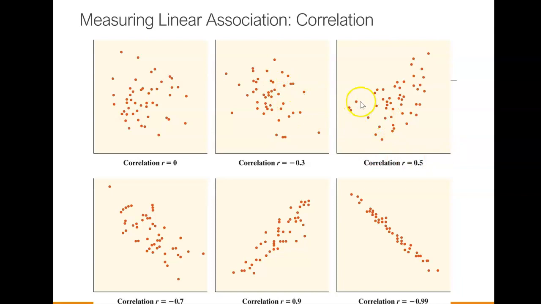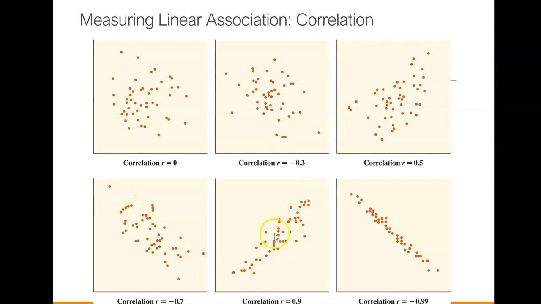Visually, with your eyes, can you tell the difference between 0.3 and 0.5? Probably not, right? This would be something you'd do numerically. But I sure as heck can tell the difference between a 0.7 and a 0.3, right? This looks much more tightly packed into a line shape. Even more so with the 0.9.